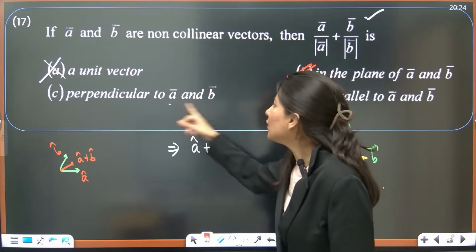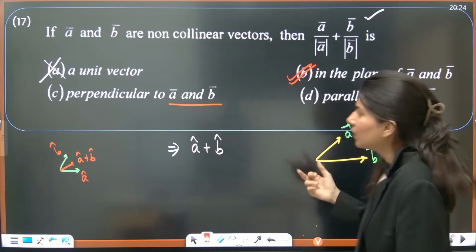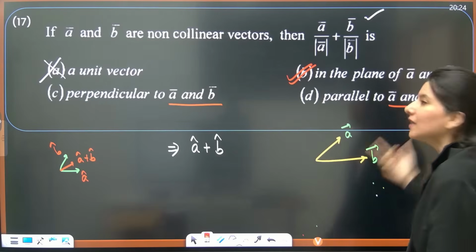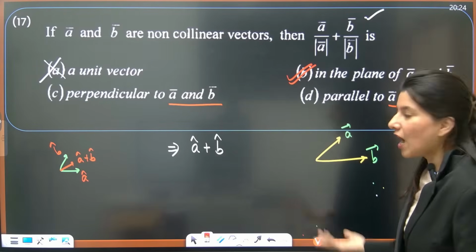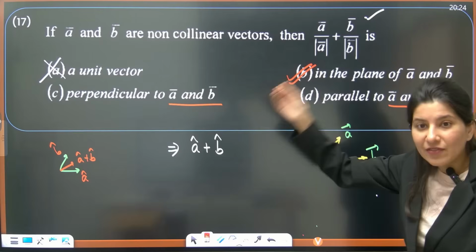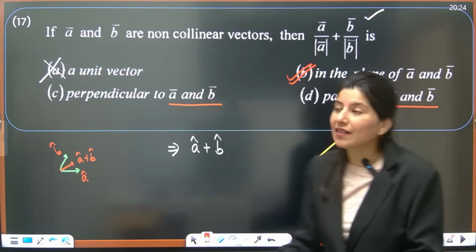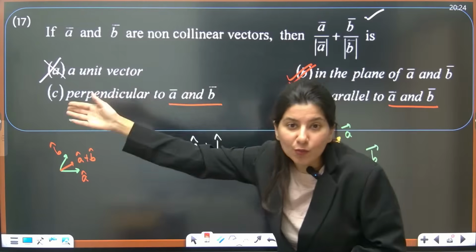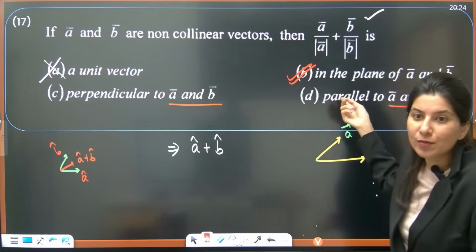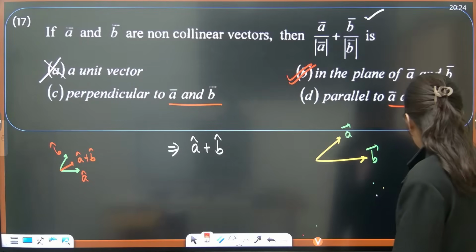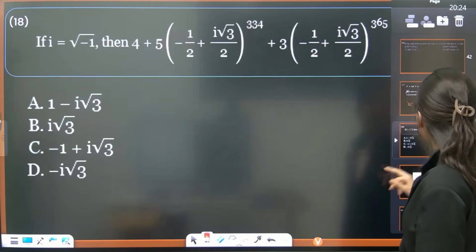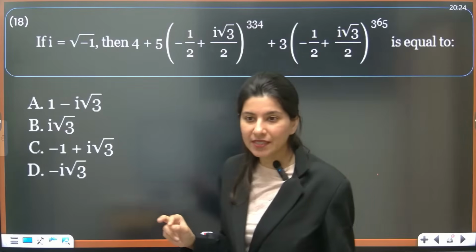Perpendicular to a and b, we don't know. It is not sure. Parallel to a and b, no. How can it be parallel? When a and b are not parallel, how can a plus b be parallel to both? Basically, option D is saying all three are parallel. Not possible.